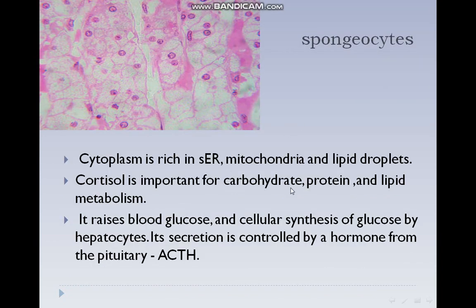Cortisol is important for carbohydrate, protein, and lipid metabolism. It raises blood glucose and cellular synthesis, which is due to gluconeogenesis produced by the hepatocyte, and it's controlled by the adrenocorticotropic hormone. Under high magnification, we can see the spongiocytes. These cells appear vacuolated due to high content of lipid droplets.